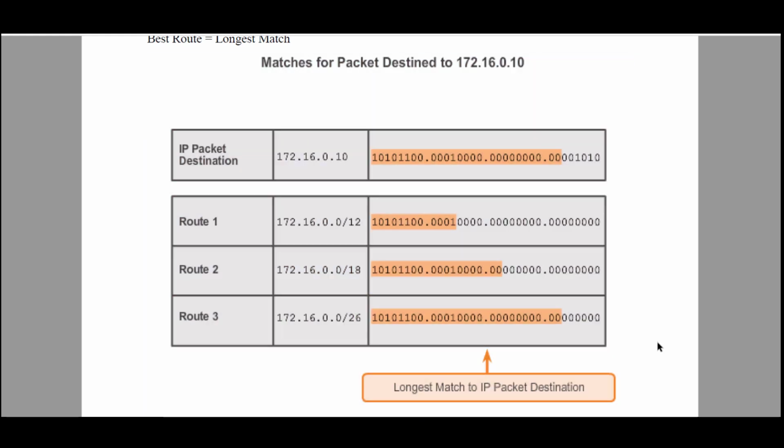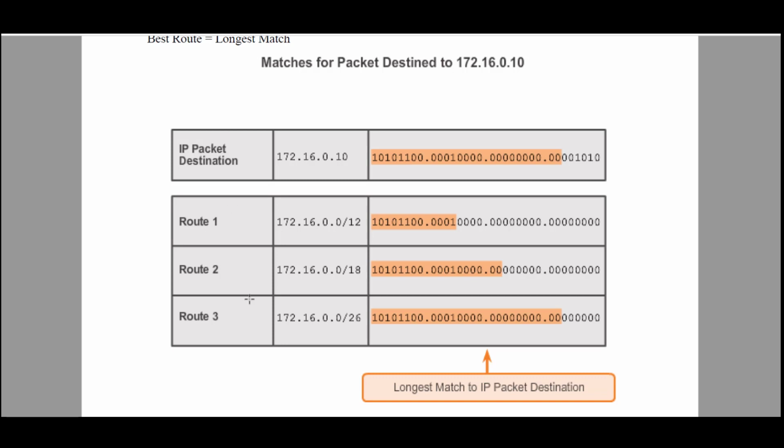Now, the question is, you have to choose a path for this. Maybe in the exam you will get a question like this. They will give you an IP address, not a network, because the 10 is there. It is an IP address.